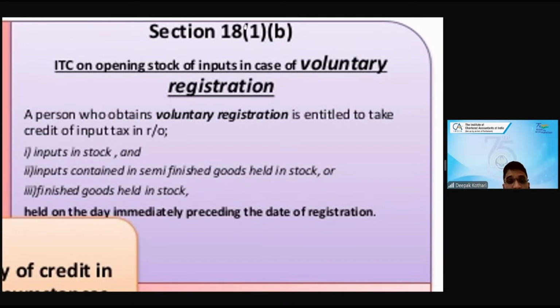18(1)(b) says a person who obtains voluntary registration is entitled to take credit of input tax in respect of, again, inputs in stock, inputs contained in semi-finished goods, and finished goods, held on the day immediately preceding the date of registration. Immediately preceding the date of registration. There, compulsory registration was from the day when he became liable for registration; 18(1)(b) is from the day immediately preceding the date of registration.